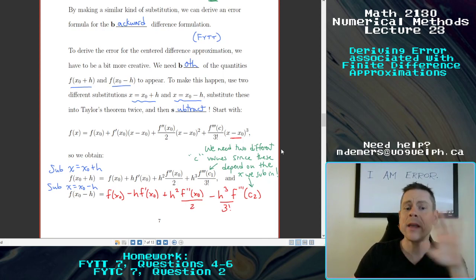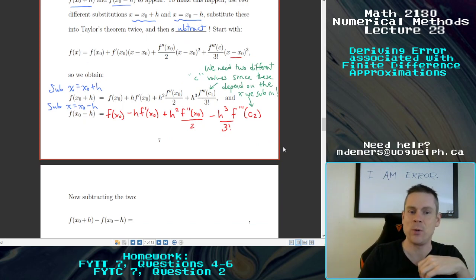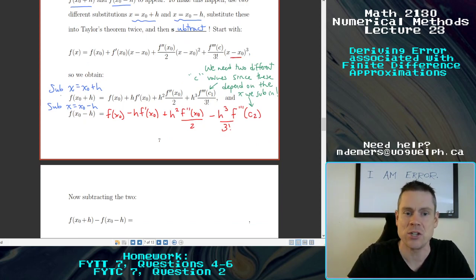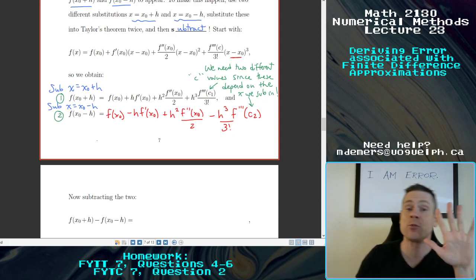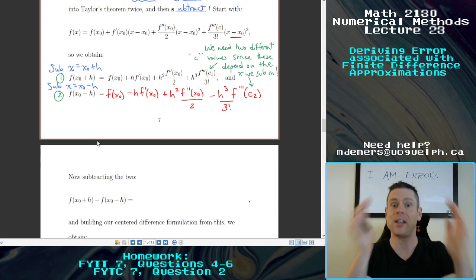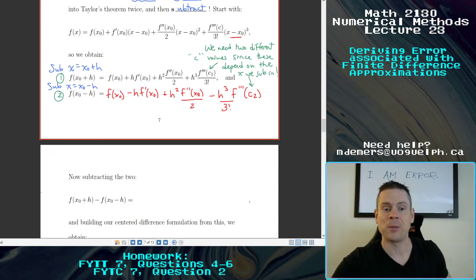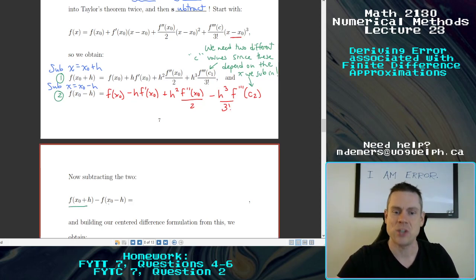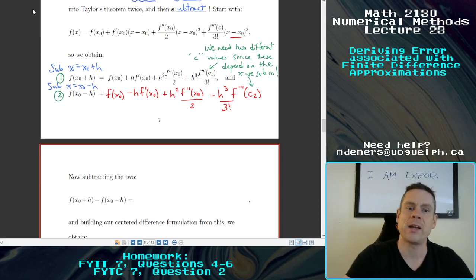Okay, so that's what we get when we sub in. And here's what we're going to do. We're going to subtract these 2 equations. Essentially, I have 2 equations, 1 and 2, and we're going to get something cool. Look, by subtracting, we get something that looks like the numerator of that center difference approximation, if you remember from last class, f of x0 plus h minus f of x0 minus h. So that seems good. But what do we get on the right-hand side?